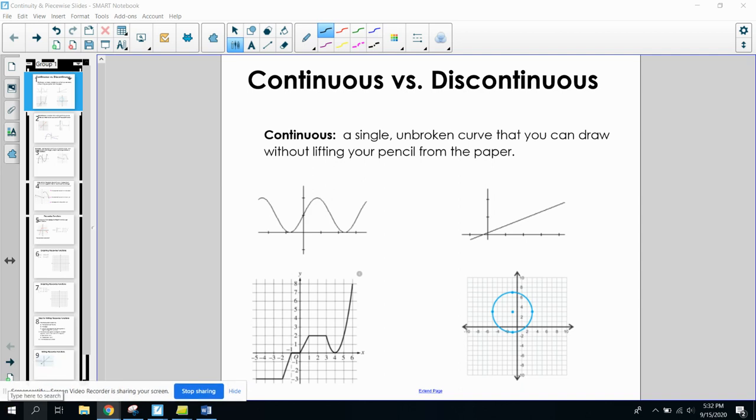Here we're going to look at two different types of graphs, continuous and discontinuous. So first we're going to focus on continuous. A continuous graph is a single unbroken curve that you can draw without lifting your pencil from the paper.